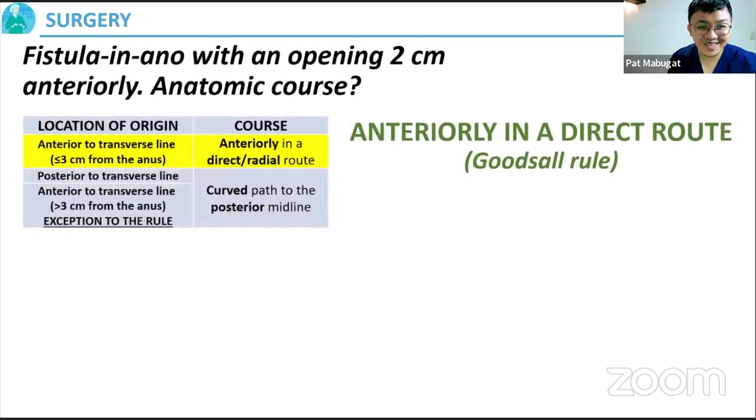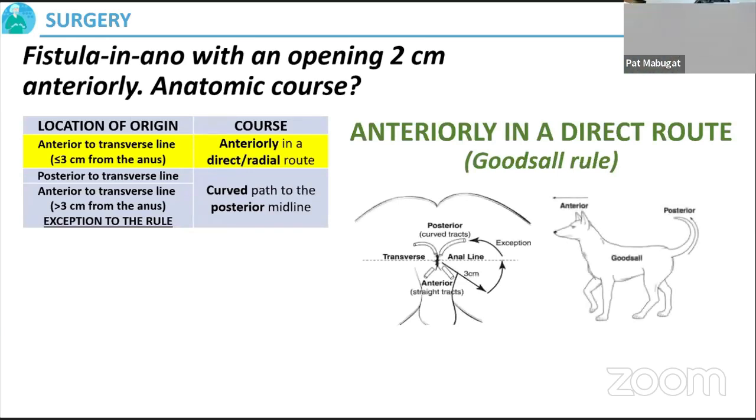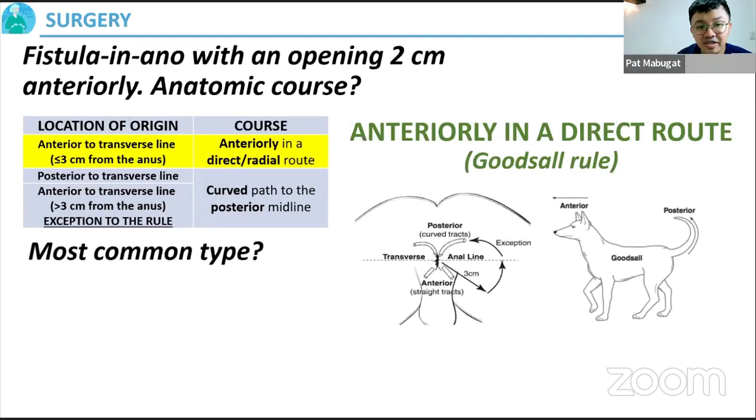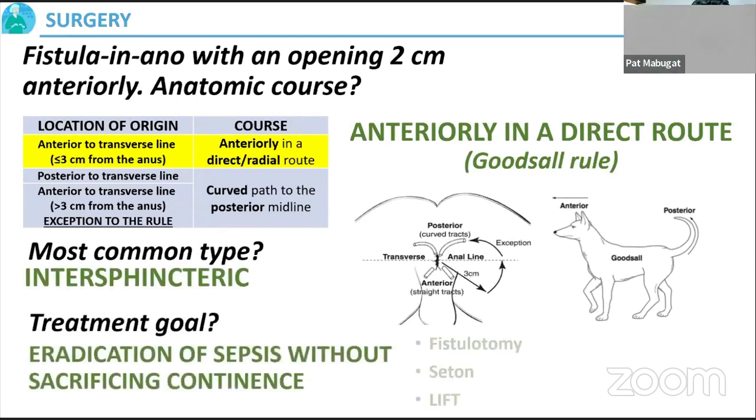Last 2. Fistula in ano with no opening 2 cm anteriorly was the anatomic course. If it's anterior, we have Goodsall's rule here. If it's anterior, the tract goes straight downward, a straight line. If it's posterior, it curves. We have a dog here to illustrate that. Except if it extends more than 3 cm, the anterior portion is going to curve to the back, to the posterior midline. What's the most common type? It's the intersphincteric fistula in ano, and the treatment goal is eradication of sepsis with these treatment modalities.